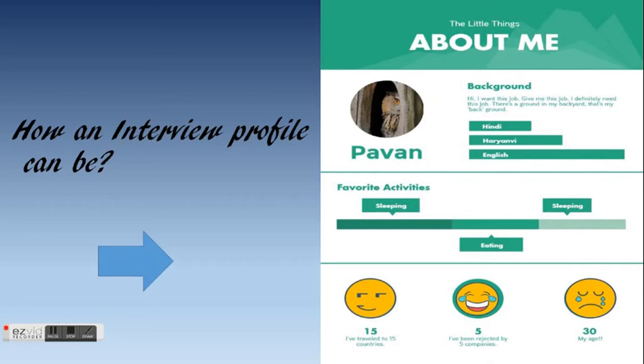In the display picture, he put the picture of an owl. A picture of an owl? Seriously? And look what he wrote in the description. I want this job. Give me this job. I definitely need this job. There's a ground in my backyard. That's my background.